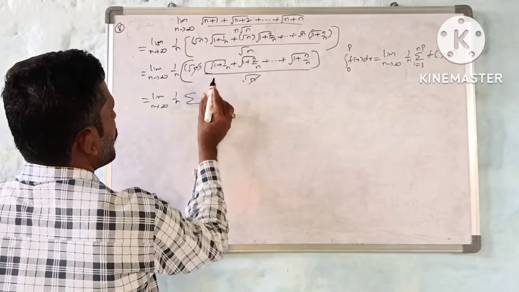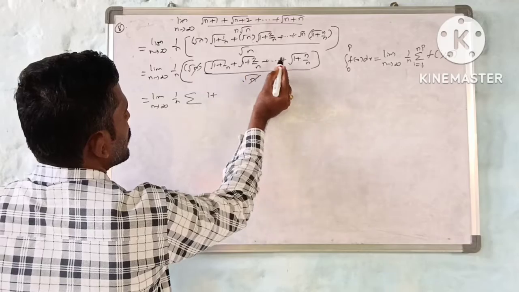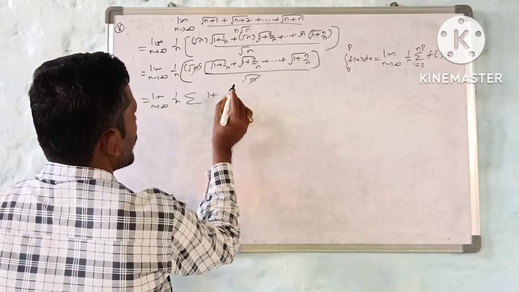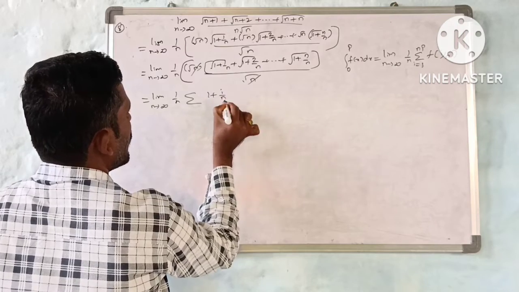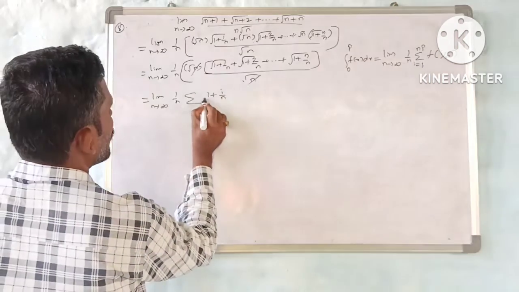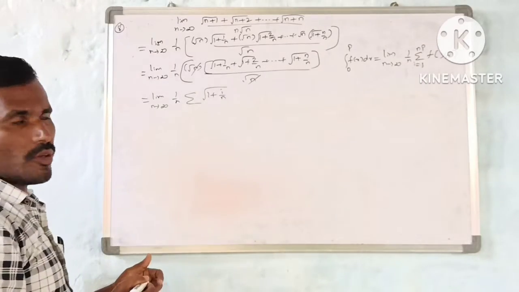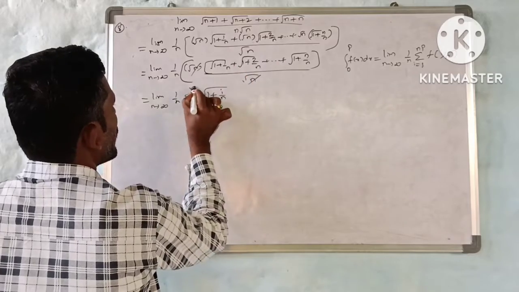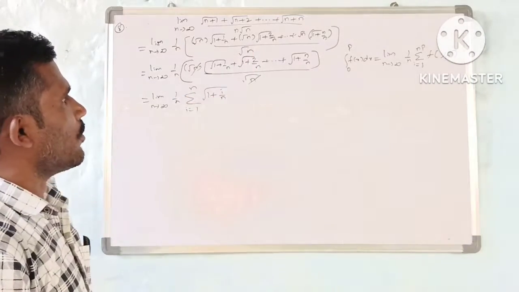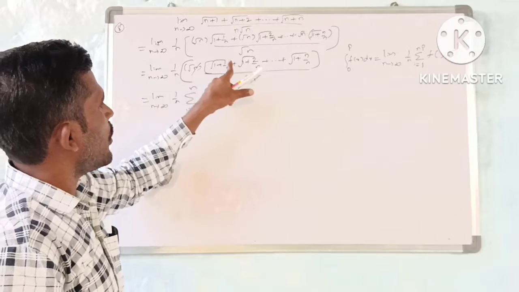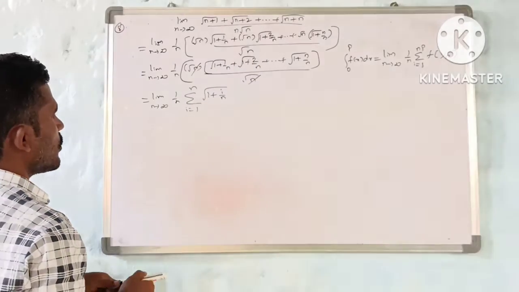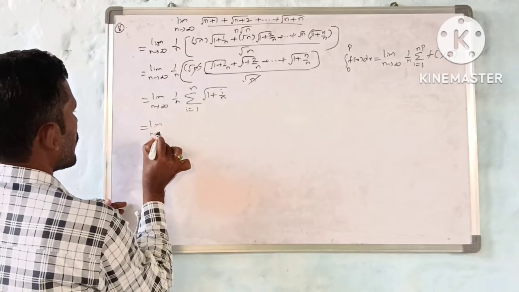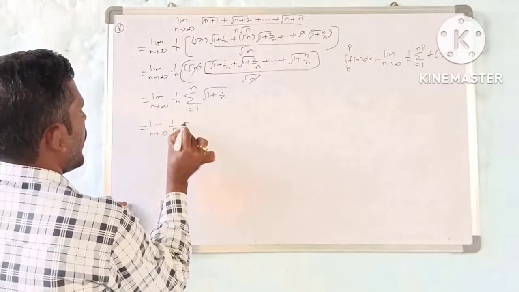So here, 1 plus 1, 2, 3, and so on up to n. Only this is changing, that's why I am taking it as root of (1 + i/n), where i is equal to 1 up to n. How many terms do we have here? n terms: 1, 2, 3, and so on, n terms. So therefore I am taking it as limit n tends to infinity of 1/n, summation i is equal to 1 to n.